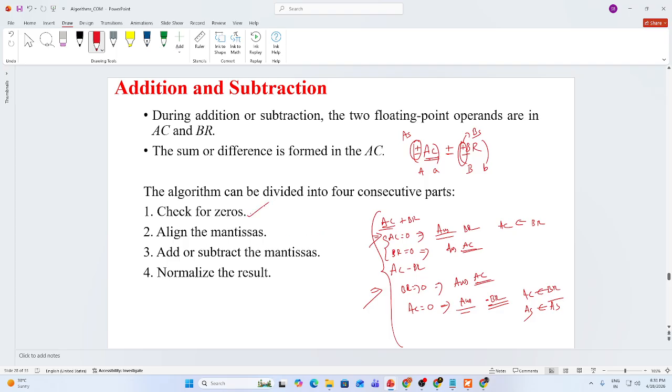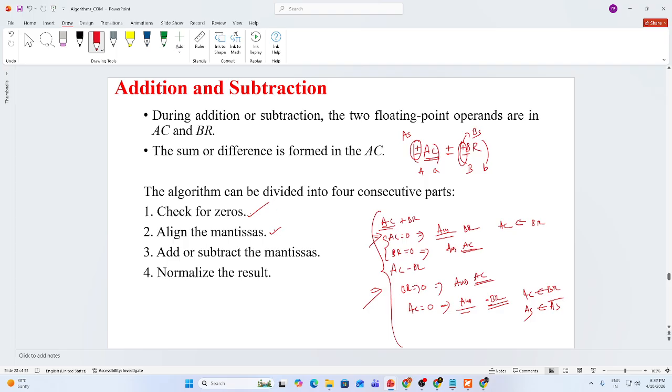So this is the first step I do. Next step is to align the mantissas. What is alignment? I need to compare the two exponents and identify the smaller exponent. For whichever is the smaller exponent, I need to make it equal to the larger exponent. How to make it equal? The mantissa corresponding to the smaller exponent, I need to shift right by the difference between the exponents, that many times, and add to the exponent, so that both exponents are equal and the mantissas will be aligned.